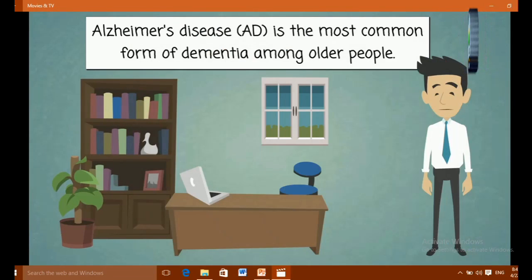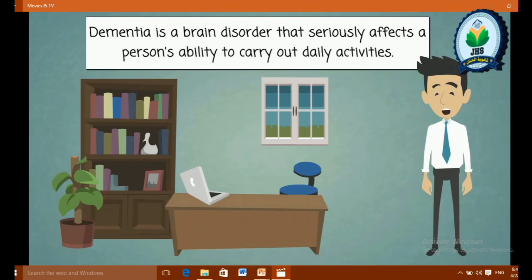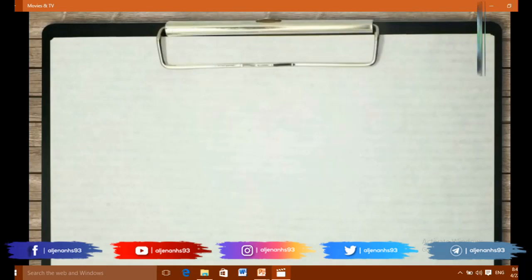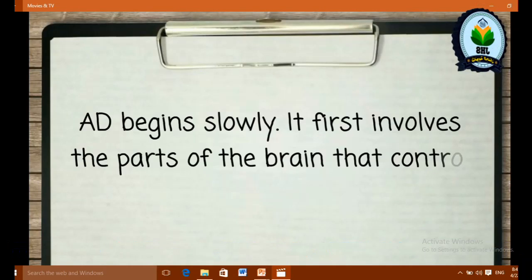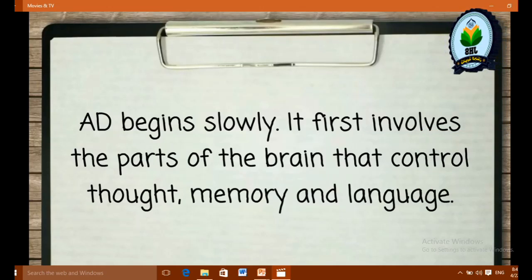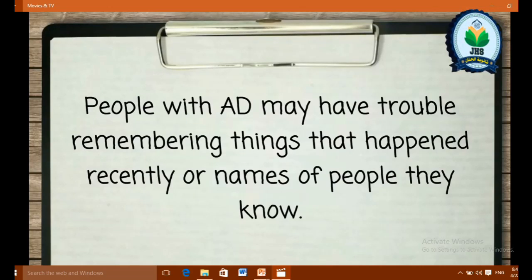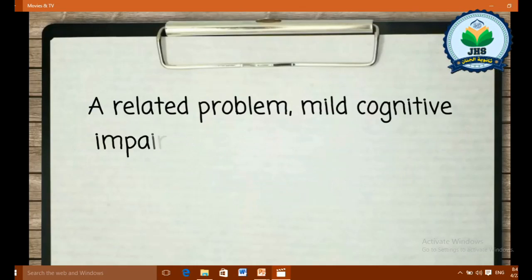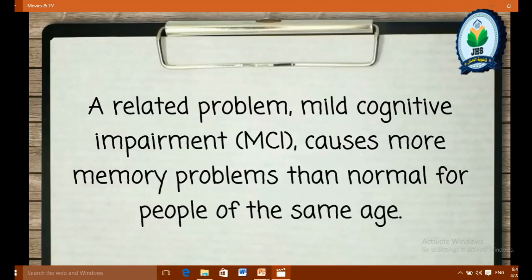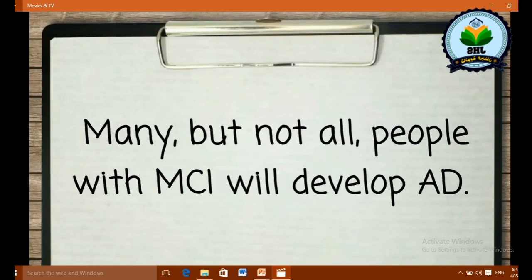Alzheimer's disease, AD, is the most common form of dementia among older people. Dementia is a brain disorder that seriously affects a person's ability to carry out daily activities. AD begins slowly. It first involves the parts of the brain that control thought, memory, and language. People with AD may have trouble remembering things that happened recently or names of people they know. A related problem, mild cognitive impairment, MCI, causes more memory problems than normal for people of the same age. Many, but not all, people with MCI will develop AD.